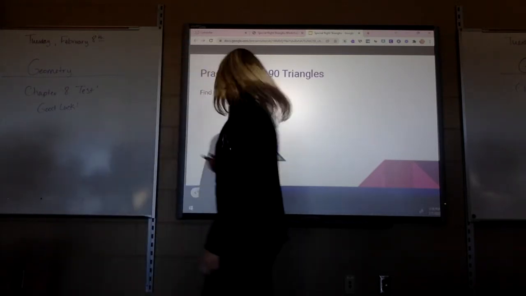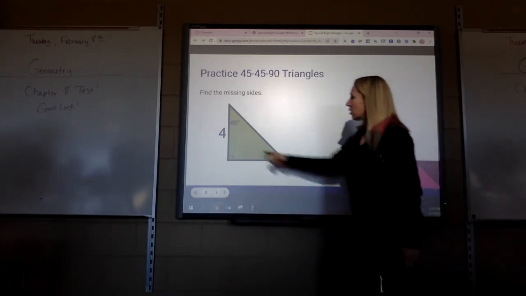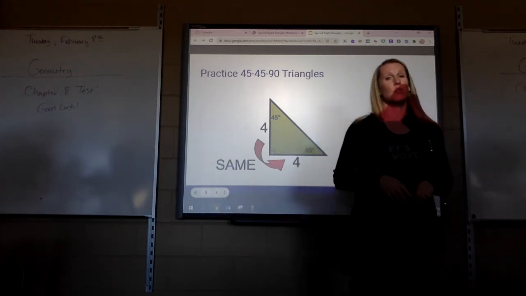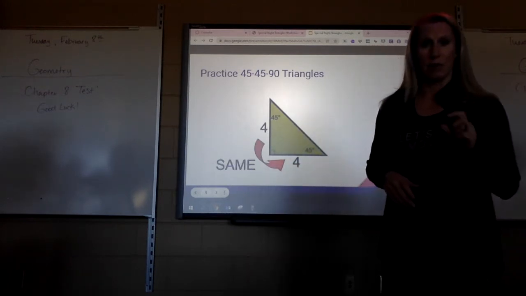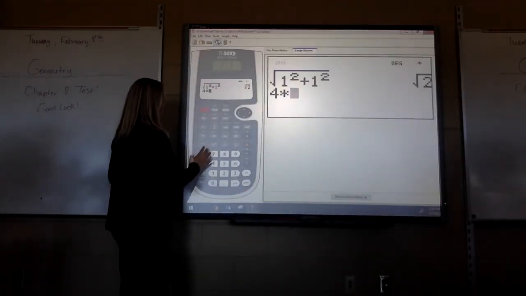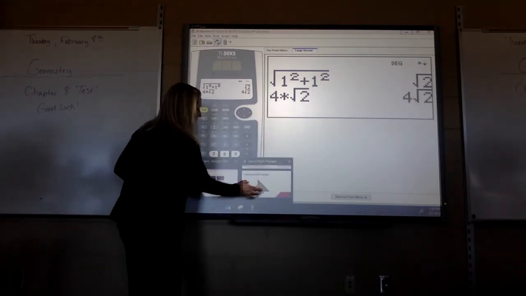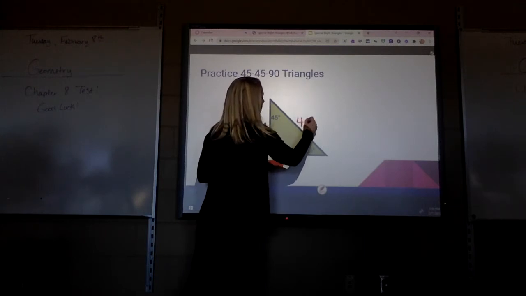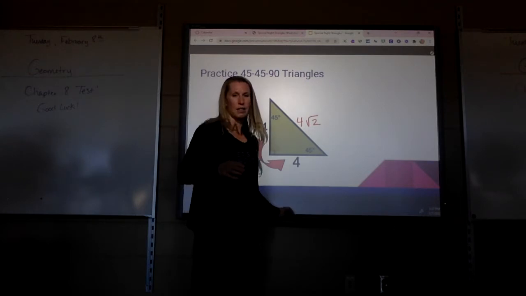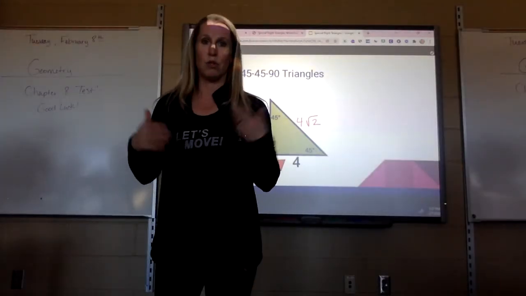Say this side is 4. Well, on a 45, 45, 90, the legs are the same, so if this side is 4, that's going to make this side 4. The hypotenuse is always whatever the leg is times radical 2. If you were to type in your calculator 4 times radical 2, it's just going to be 4 radical 2. So it's always just the number, radical 2. A radical is kind of like an x. If I said 4 times x, it would be 4x. 4 times radical 2 is 4 radical 2.